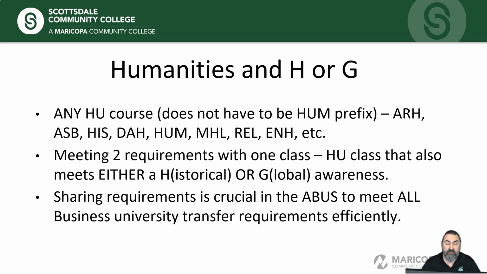Now your humanities class, you will want to look at the humanities and also combine that with the historical or global awareness. So I'll tell you what we mean by that. First of all, you're looking for any humanities course. A humanities course does not have to have an HUM prefix. A humanities class could be art history, music history, religion, English literature, dance history, or anthropology. So again, there's a lot of different options for the humanities course.